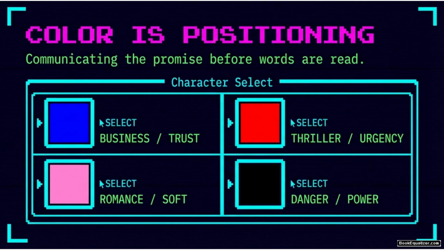Color is positioning. It's communicating the promise before words are read. Think of this like a character select screen. Each color combination positions your book in a specific emotional space. Blue: business, trust, authority. This is for productivity, finance, professional development. Red: thriller, urgency, intensity. This is for suspense, horror, high-stakes drama.